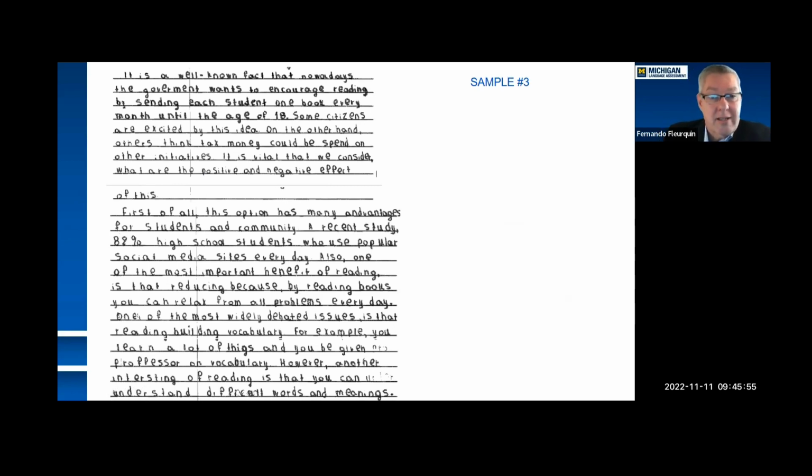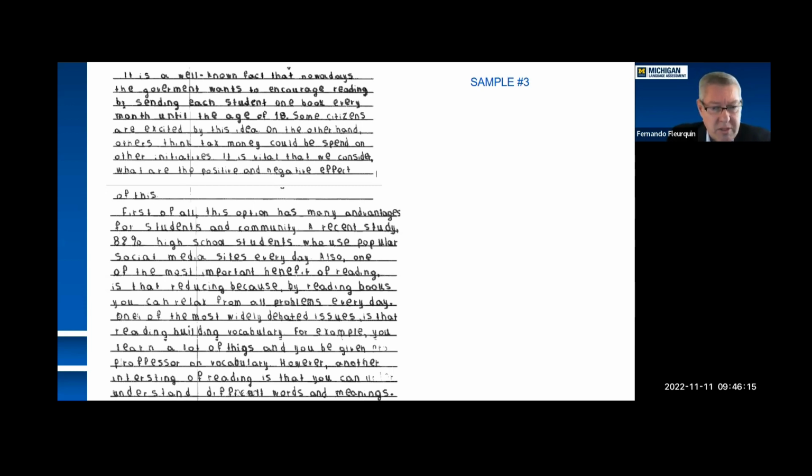On the other hand, others think that money could be spent on other initiatives. It is vital that we consider what are the positive and negative effects of this. First of all, this option has many advantages for students and community. A recent study, 89% high school students who use popular social media sites every day.